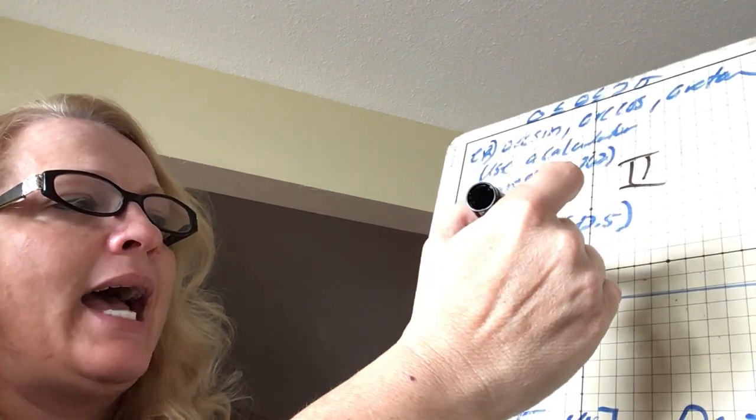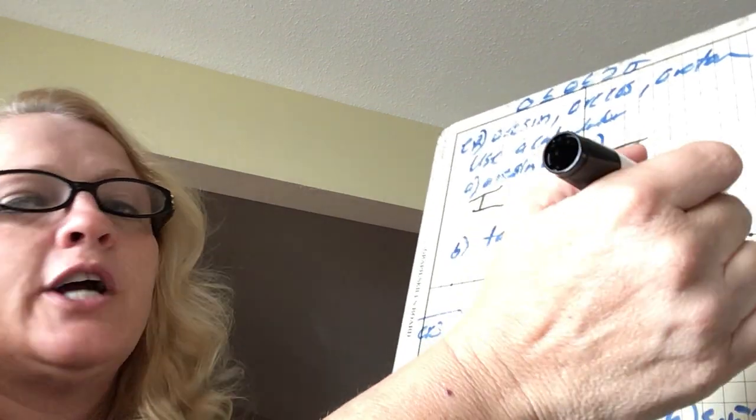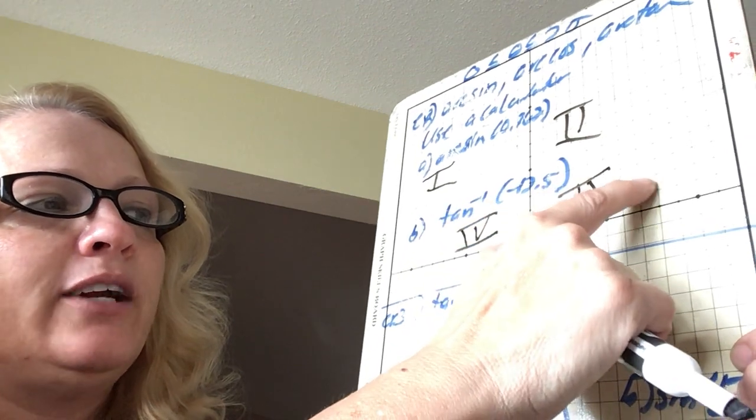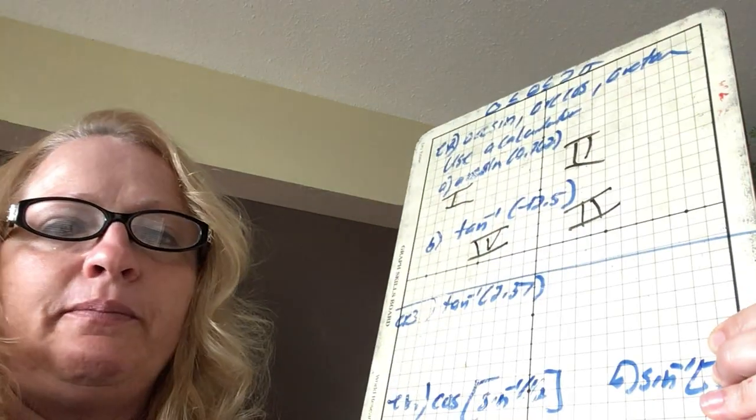Okay, so that is going to give you an answer in quadrant 4. Okay, but now where else is tangent negative? It's negative in quadrant 2 as well. So you will have to find the reference angle in quadrant 2 and find the angle in quadrant 2 that has that same value.